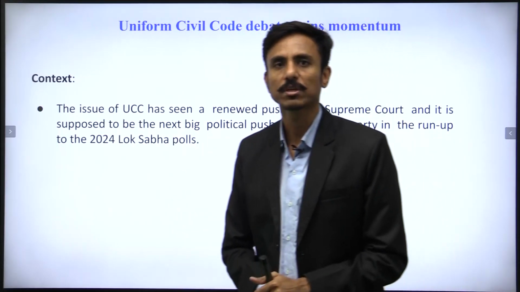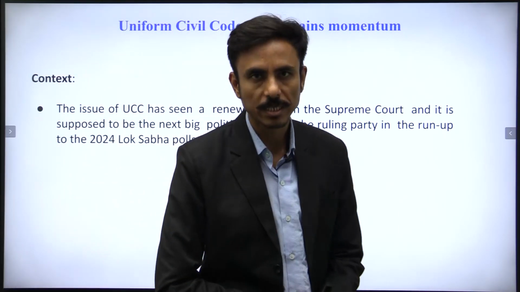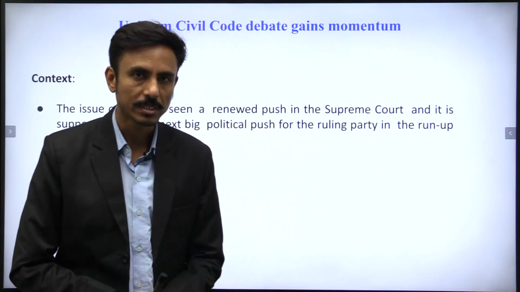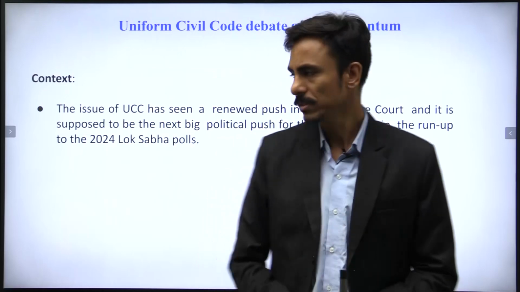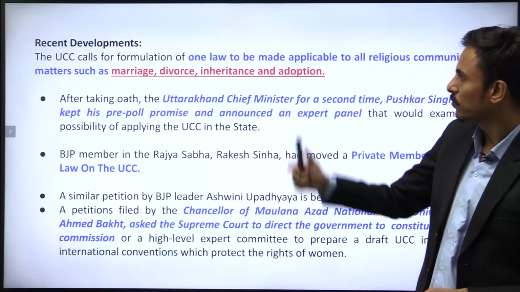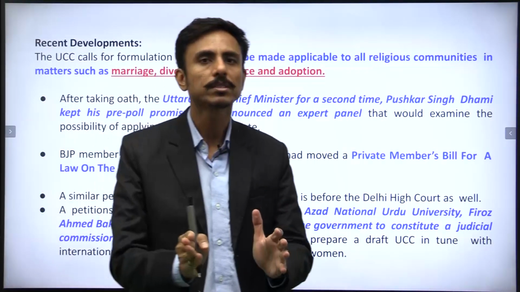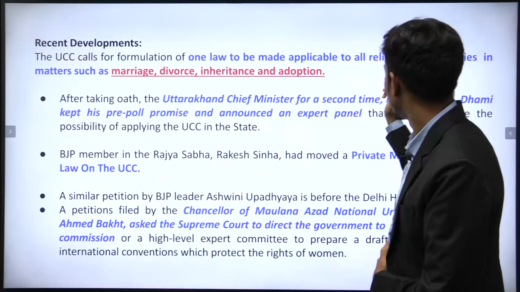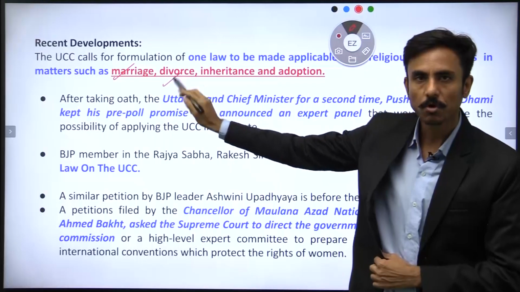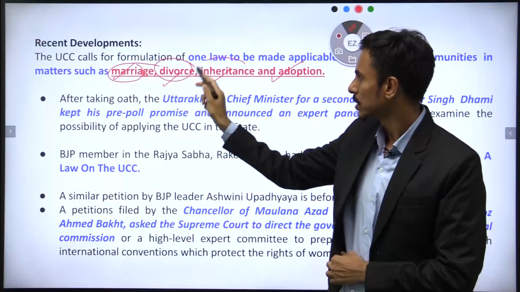Although it is mentioned under Article 44 of the Directive Principles of State Policy, which entails that the state shall endeavor to take actions to ensure the application of the Uniform Civil Code, right, it has still not been done because of various reasons. But again the debate has resurfaced. We all know, guys, the Uniform Civil Code talks about one law applicable to all religious communities, right. That means one law should be there for all religious communities, and it should deal with matters related to marriage, divorce, inheritance and adoption. So there would be 4 matters which would be deliberated under this, right.